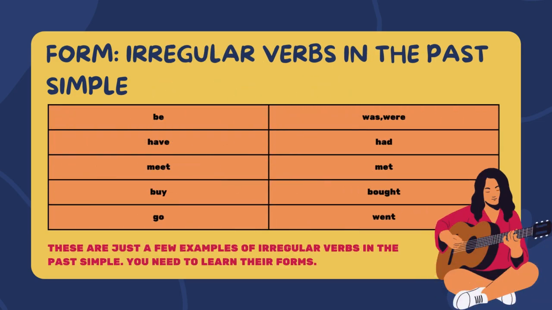And next, we're gonna talk about irregular verbs in the past simple. These are just a few examples of irregular verbs in the past simple. You need to learn their forms. Be, there are was and were. Have turns to had. Meet turns to met. Buy turns to bought. And go turns to went.